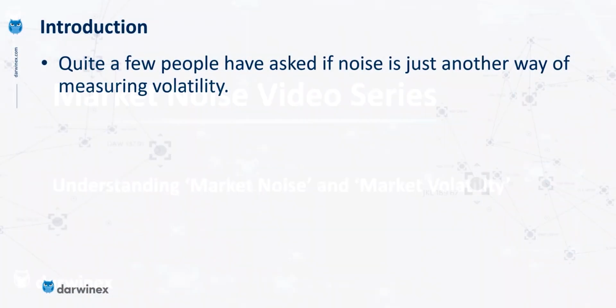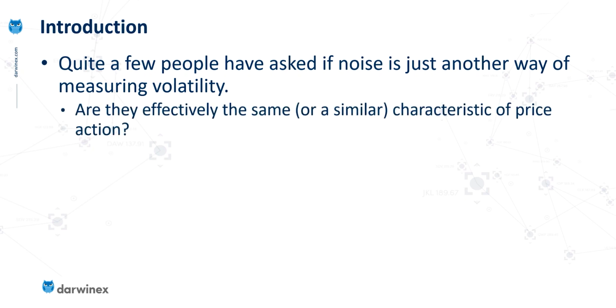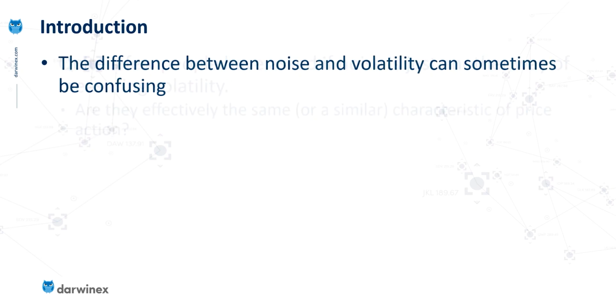So as I said in the introduction, this is really in response to the number of questions that I had asking about noise and volatility. And from the way those questions were phrased, I think some of you were struggling to really differentiate between what these two characteristics of price action tell us. And I have to be honest, I'm not surprised about this because the difference between these two things can sometimes be confusing. And why is this?